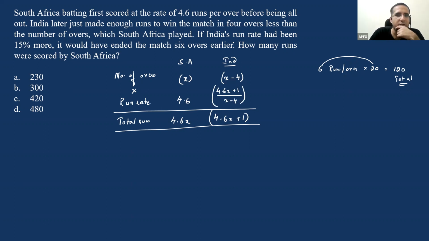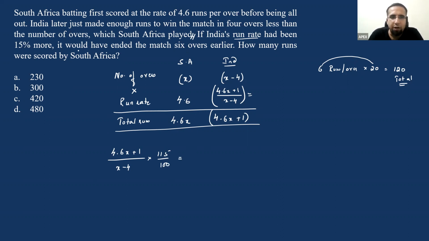Why am I using this? Because India's run rate had been 15% more. So I'm talking about run rate, okay? So I'm done with this part. If India's run rate had been 15% more, so India's run rate is 4.6x plus 1 divided by x minus 4, and run rate would have been 15% more. So this would have been India's new run rate.